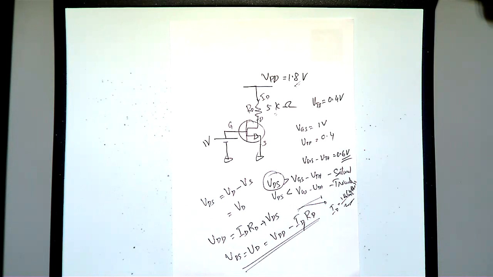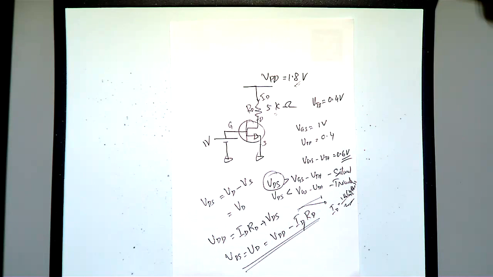So in this situation, we will assume that it is operating in one region. It is unclear a priori in which region M1 operates, because we can't find out from the given parameters. So in that situation, let us assume M1 is saturated. You can assume whether M1 is in the triode region or saturated. Here I am going to assume M1 is saturated and then proceed.